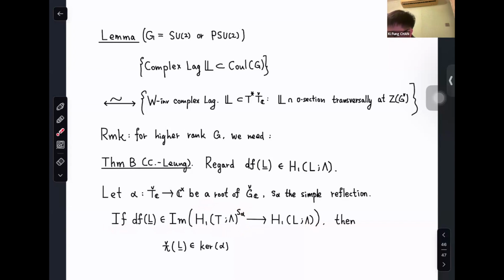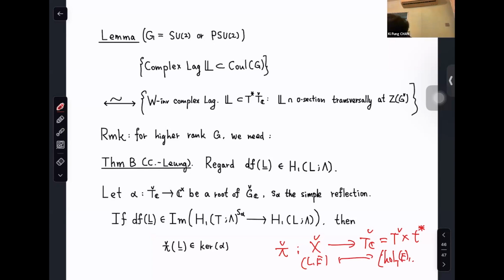Suppose DF is in that image. Then pi check, remember pi check is the map from X check to T_C check, given by sending (L, E) to the monodromy of E and the moment map of L. Our theorem says that if DF is contained in that image, then pi check will be contained in the kernel of alpha.